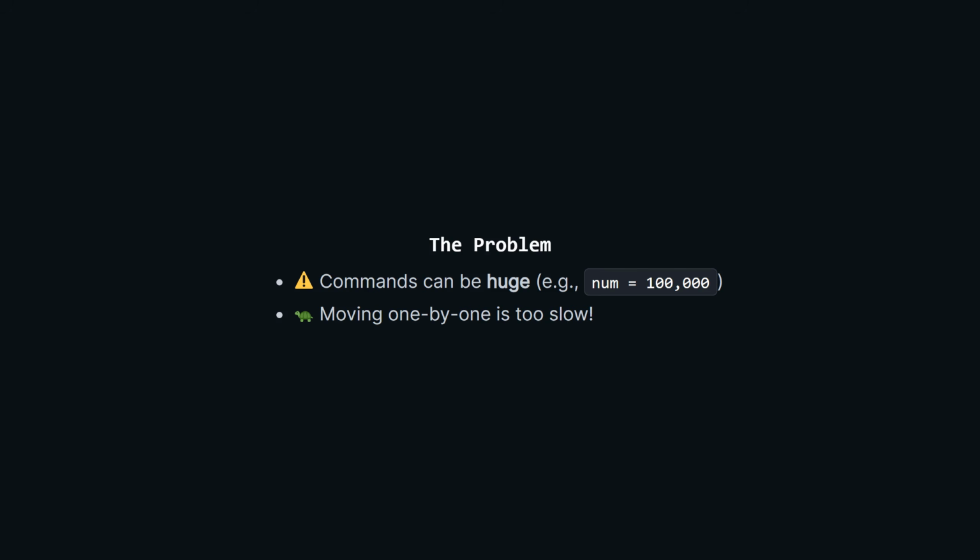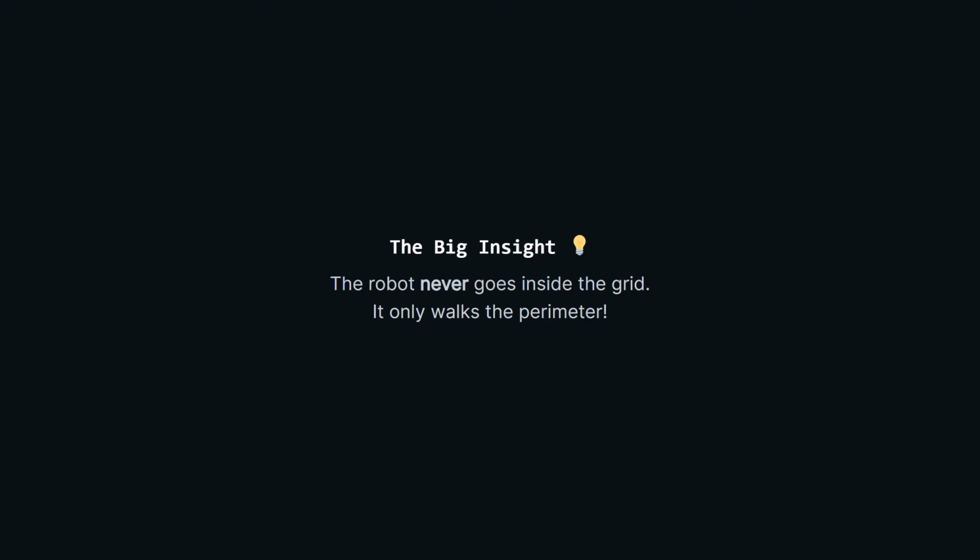But here is the major problem. We could be asked to take thousands or even hundreds of thousands of steps at once. If we manually simulate every single square, our code will take too long and fail. So we need a better way. The big insight here is realizing the robot is completely stuck. It never goes inside the grid. It just walks around the edge in an endless loop.